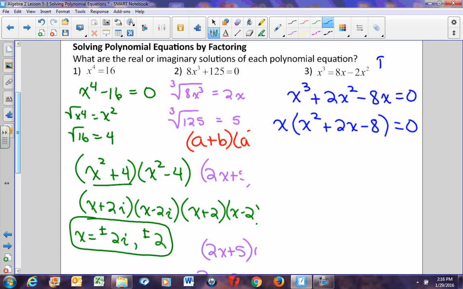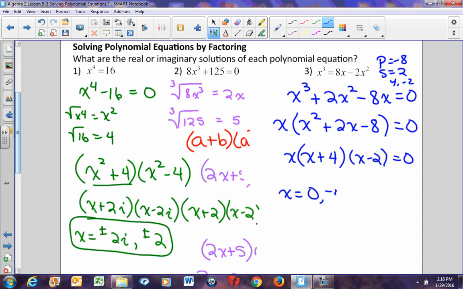Okay, product of negative 8, sum of 2. That's 4 and negative 2. So I'm going to have x, (x plus 4), (x minus 2). So x can equal 0, negative 4, and positive 2. That one was nice because it was easy to solve. Some of them are easier, some of them are more difficult, as you can clearly see. All right.